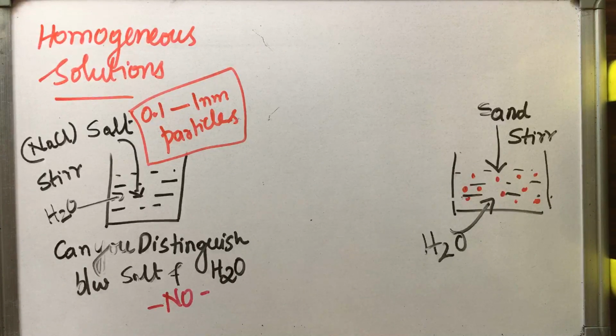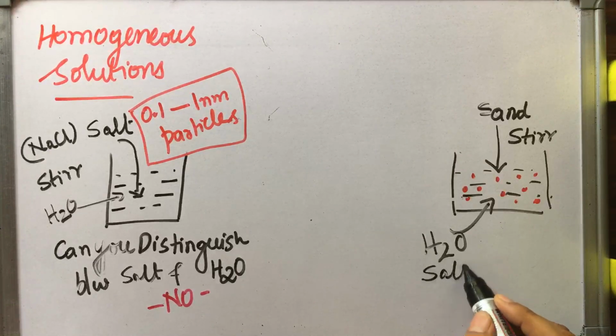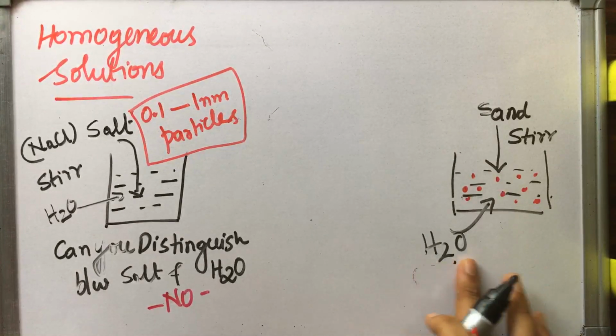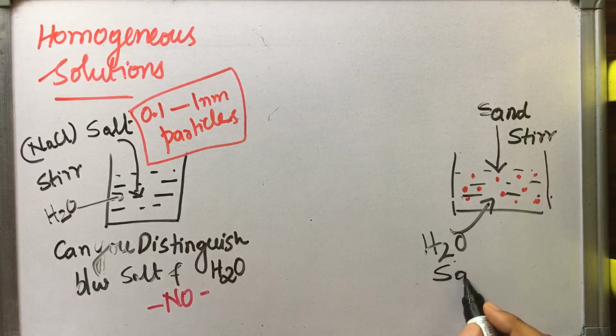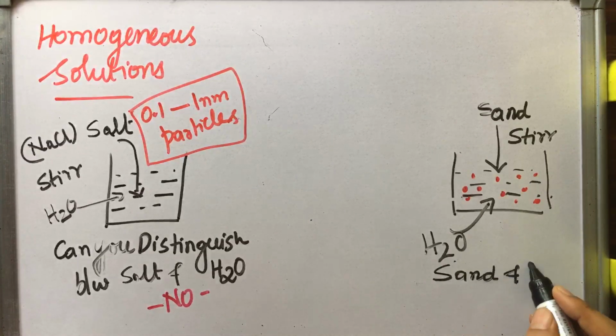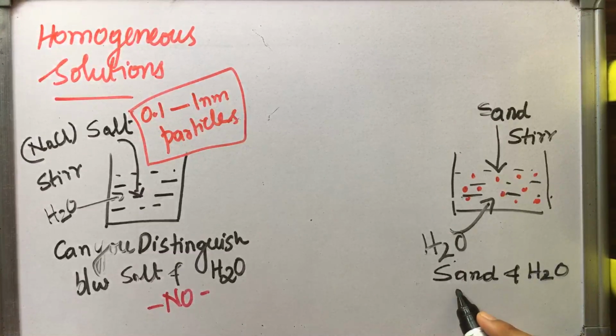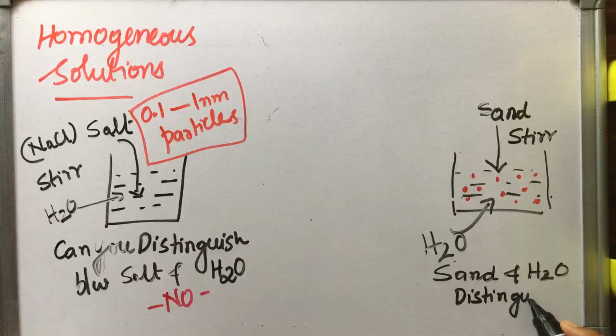Definitely you can make out sand and water. You can see it as a different particle. Sand and water can be distinguished. So we call this a heterogeneous solution. What do we call it? Heterogeneous.